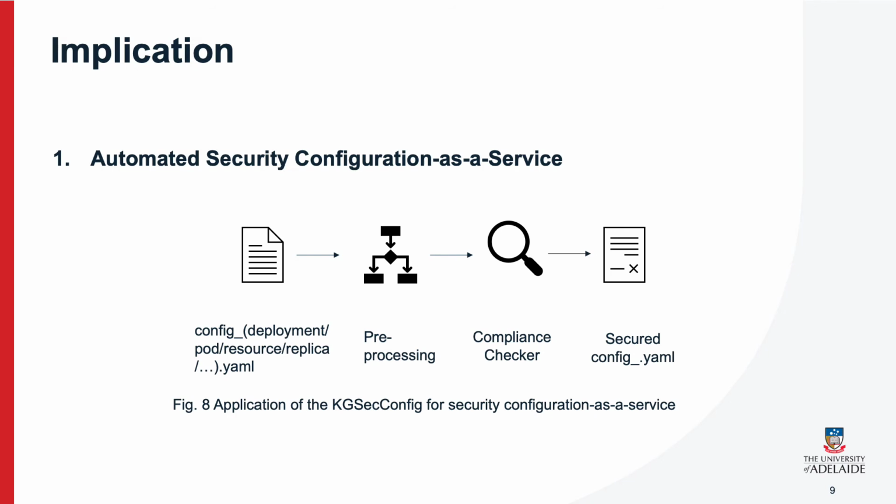Here, we showed some of the implication of our proposed KGSecConfig. Firstly, it can be used as an automated service for security configuration. That means for a given configuration file, such as deployment configuration for a virtualized software system, our KGSecConfig can detect and fix prevailing misconfiguration in the deployment configuration. This figure shows the overall pipeline for that purpose. In next few slides, we'll demonstrate that in detail.